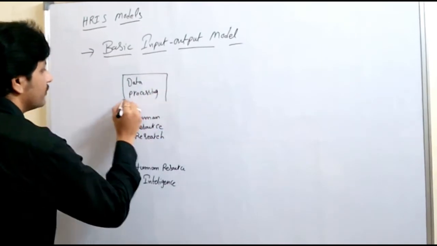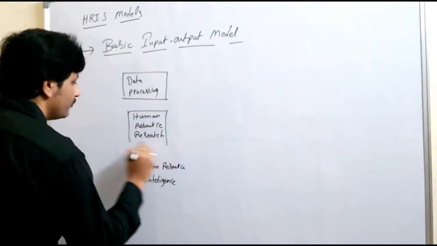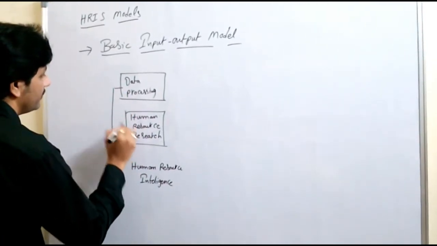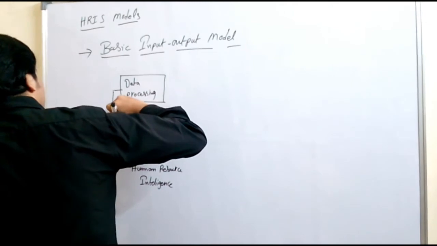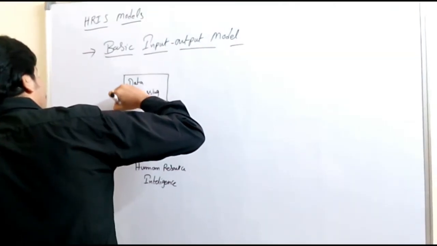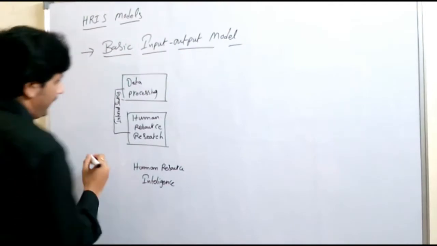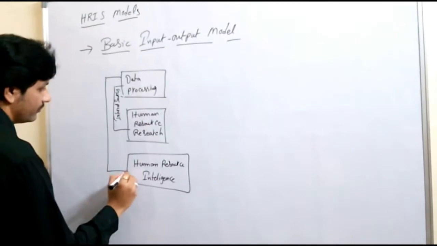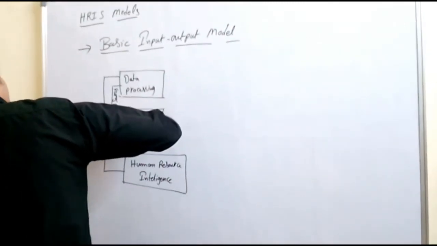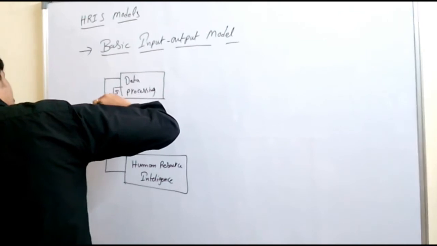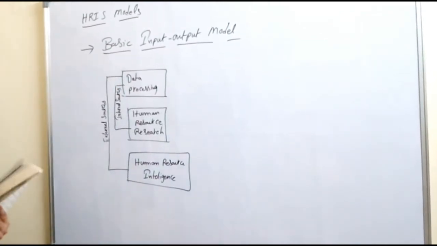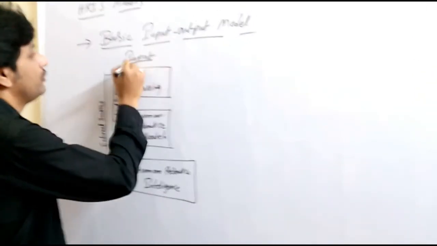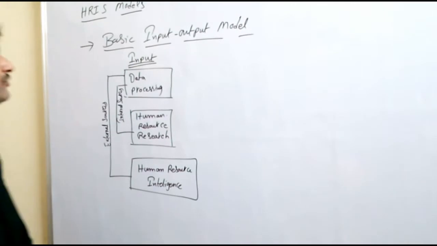Okay, so data processing is going to be common. Human resource research comes under internal sources, and these two come under external sources. So this is about the input that we are going to provide to the human resource information model.